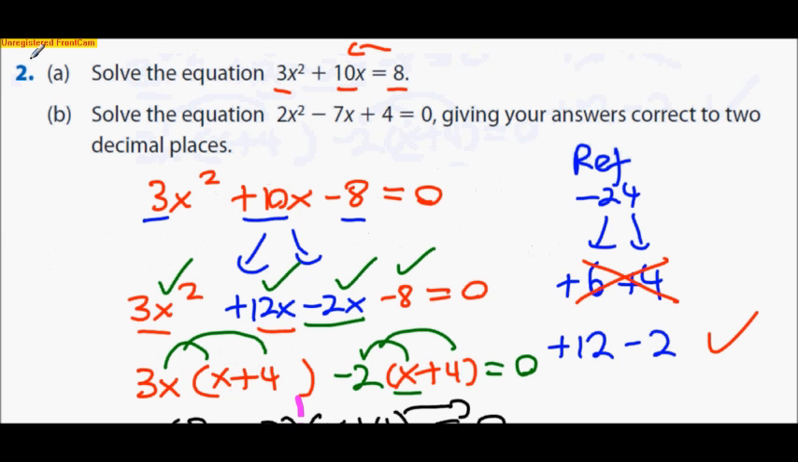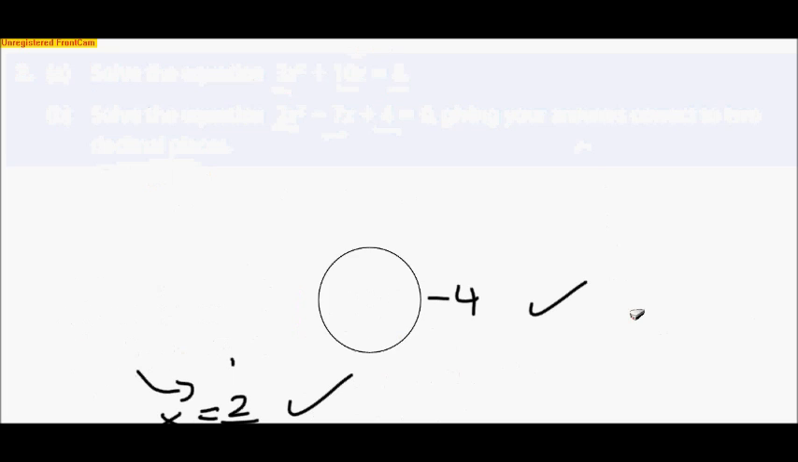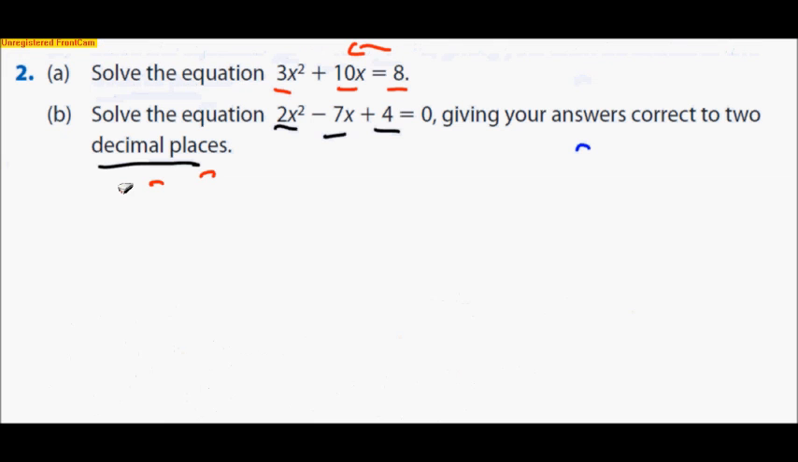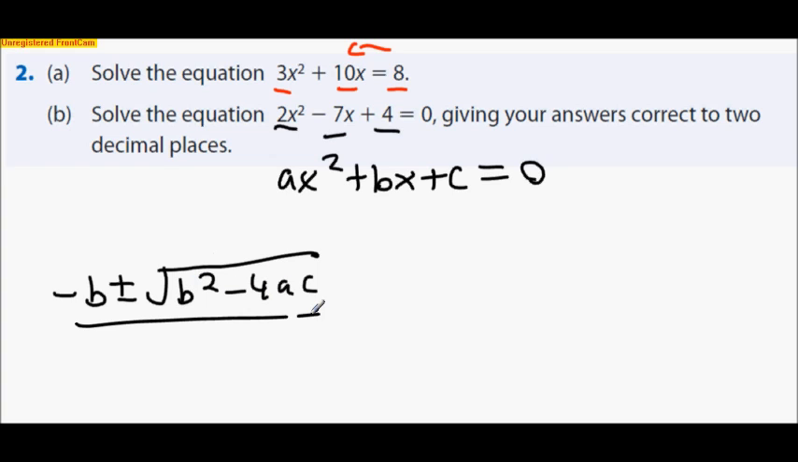Okay. Solve the equation 2x squared minus 7x plus 4, giving your answers correct to 2 decimal places. Anytime you see 2 decimal places, this indicates that you can't do this equation using the reference number. What you have to do is use the minus b formula, okay? Now what the minus b formula states is, when you have ax squared plus bx plus c, to solve this equation, you can say that x equals minus b plus or minus the square root of b squared minus 4ac all over 2a.